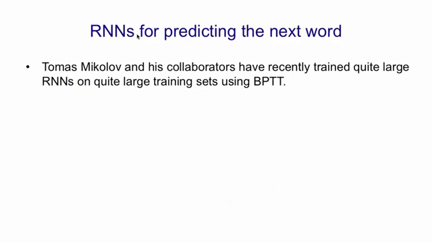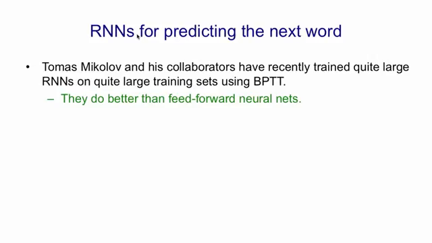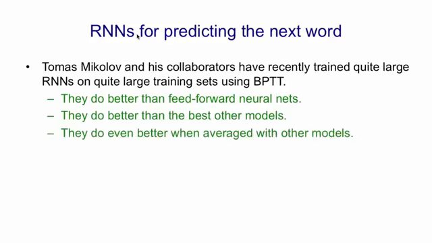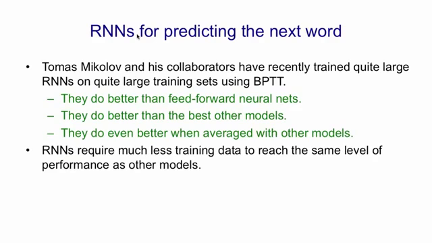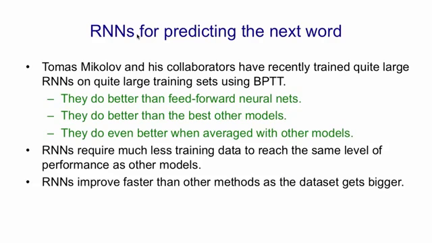Recently, Tomas Mikolov and his collaborators have been training large recurrent neural networks to predict the next word in large datasets. They use the same technique as the feed-forward neural nets, that first convert a word to a real-valued feature vector, and then use those feature vectors as input to the rest of the network. And they do better than the feed-forward neural nets. They also do better than the best other models, and when you average them with the best other models, they do better still. So that's the best language models there are currently. One interesting property of the RNNs is that they require less training data than the other methods to reach a given level of performance. More importantly, as the data sets get bigger, the RNNs improve faster than the other methods.